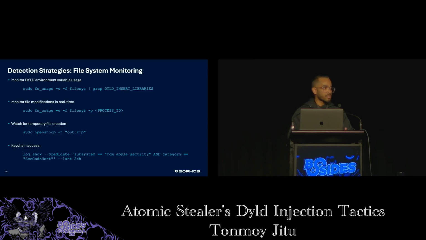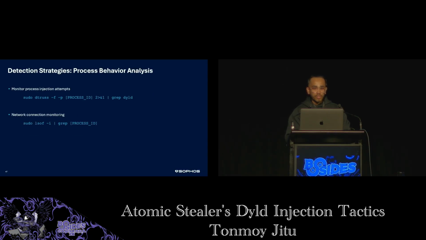And also, because it's an info stealer, it will definitely access your keychain. So you can look through the unified logs for what has accessed my keychain in the last 24 hours. You can reduce it down to 30 minutes, depending on when you think the process would have run. In terms of process behavior analysis, you can use dtrace once you know the process ID. So these are good commands to keep handy.